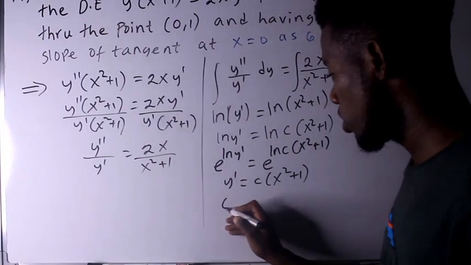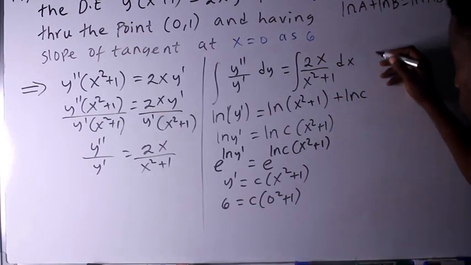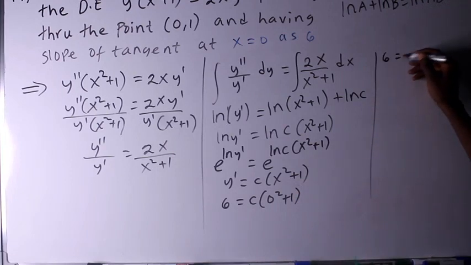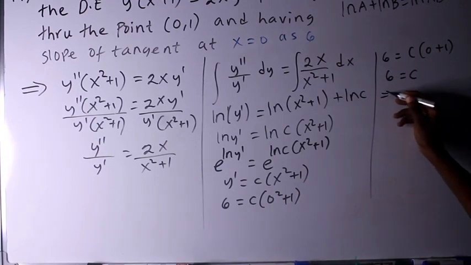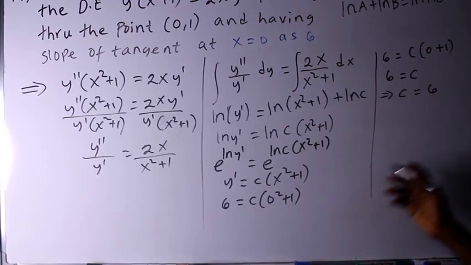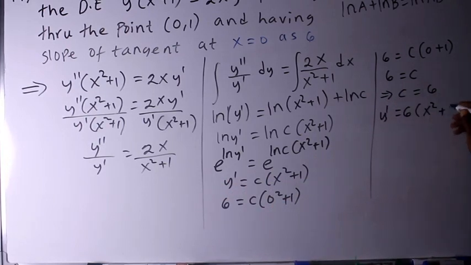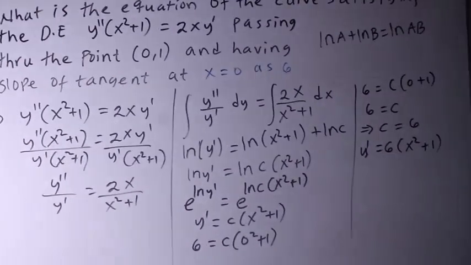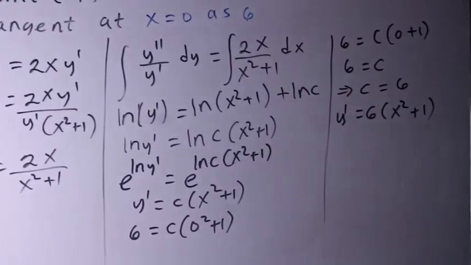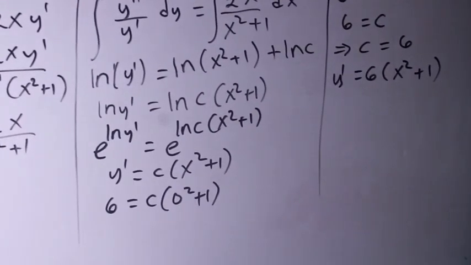So we have 6 is equal to c times 0 squared plus 1. If we do that, we have 6 is equal to c multiplied by 0 plus 1. So 6 equals c, which means c is equal to 6. Great. So we can write back again y prime is equal to 6 times x squared plus 1, because we have c equals 6. Now, once we've completed that, the next thing to do is to multiply each term in there by 6.